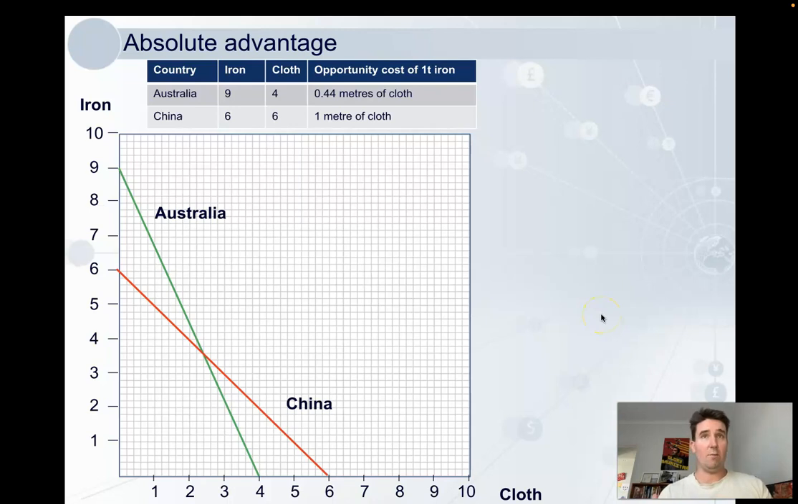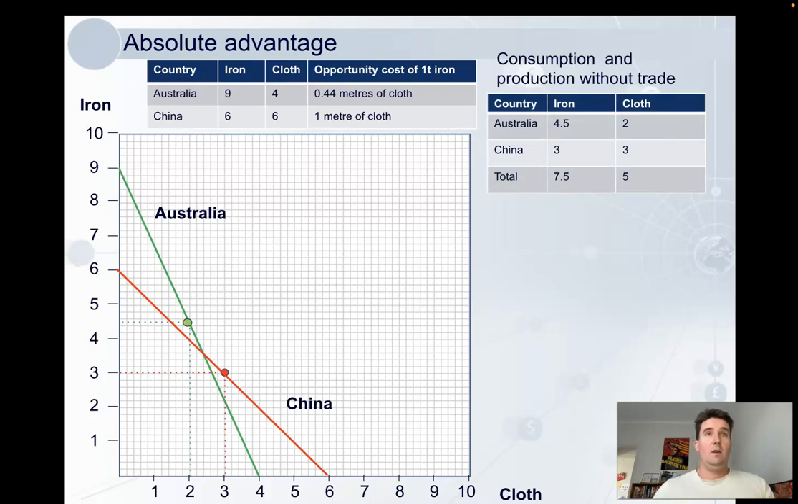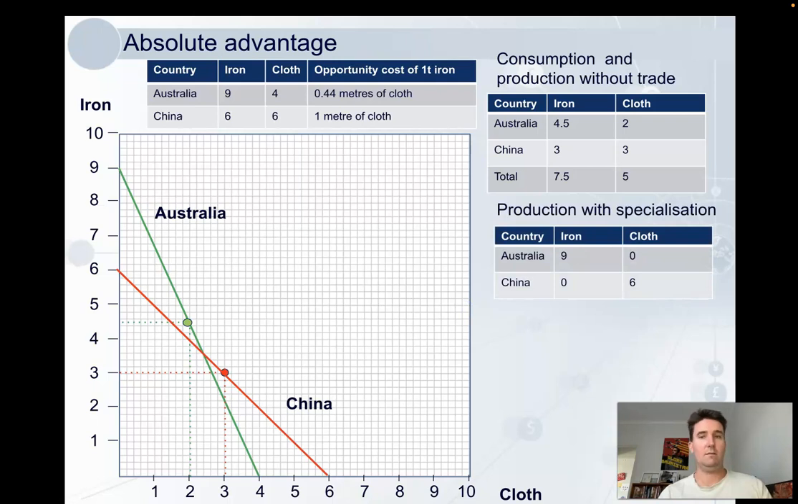Let's have a look at how much each country might produce and consume with closed economies, no trade. Okay, for ease, we'll assume half of each country's resources are going to each good. So Australia, 4.5 million tonnes of iron, 2 million tonnes of cloth, China, 3 million tonnes of each. Okay, of course, each country could produce at any point on or within their PPC. Now we want to see the benefits of trade. So now we'll look at how much will be produced if they each specialise according to their absolute advantage. Australia would make 9 tonnes of iron ore and no cloth, and China would make no iron, 6 million tonnes of cloth.